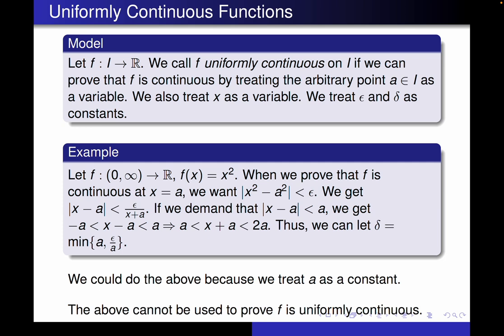Right? So we can't use that proof to show that f is uniformly continuous though, because in uniform continuity, a cannot be a constant. And in fact, spoiler alert, that function is not going to be uniformly continuous, no matter how clever we are.